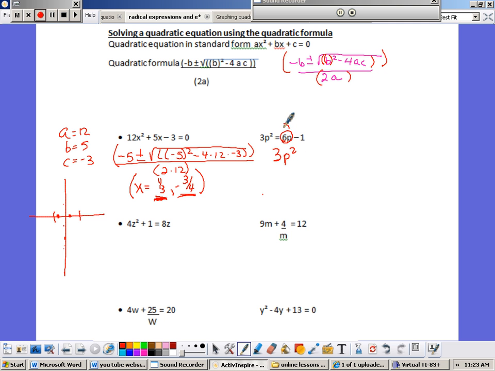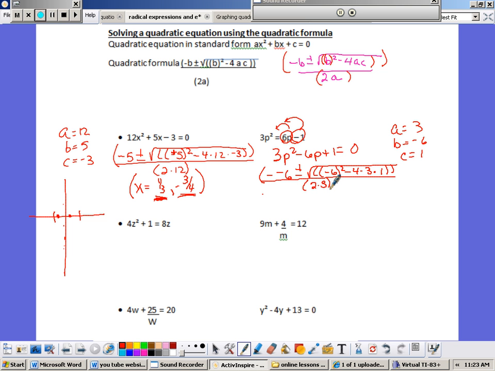3p squared, I have to get everything to one side. Do not start when everything is not on one side. So a is 3, b is negative 6, c is 1. Parentheses, negative, negative 6. Now, if you just want to put plus 6, that's fine. But your calculator can handle negative, negative. Plus or minus the square root of negative 6 squared. This should have been plus 6, but it doesn't make a difference because when you square it, negative 6 squared minus 4 times 3 times 1, all over 2 times 3.